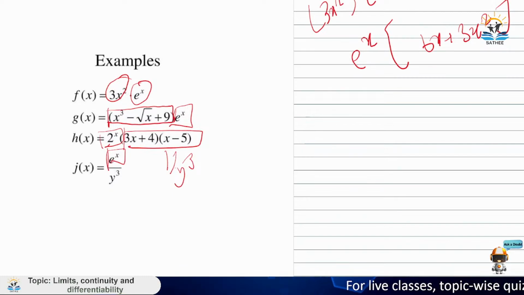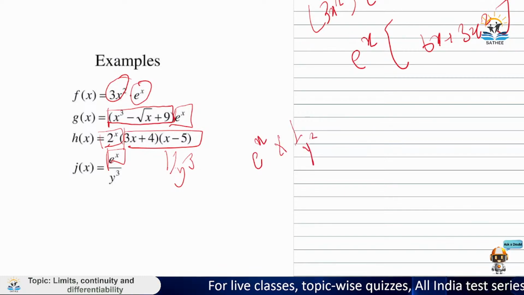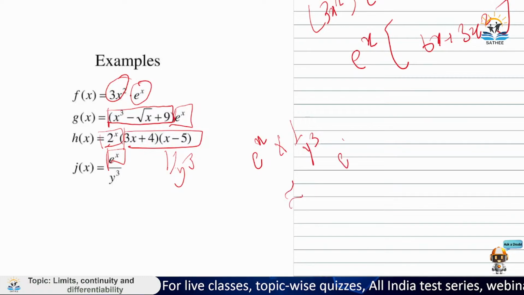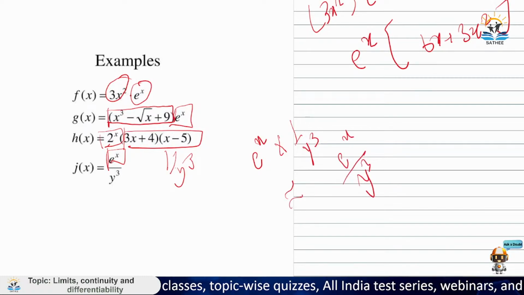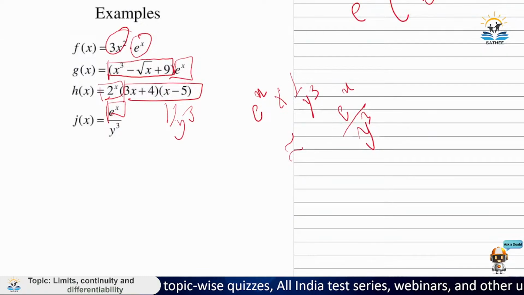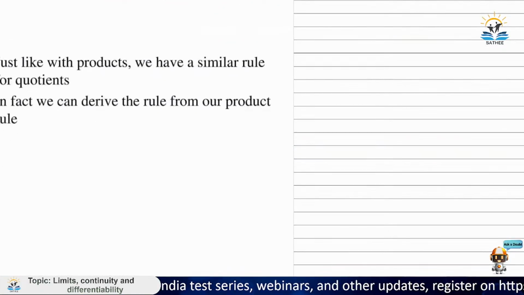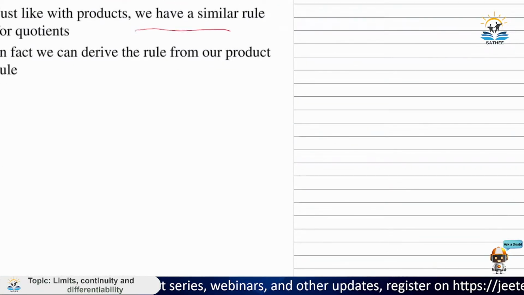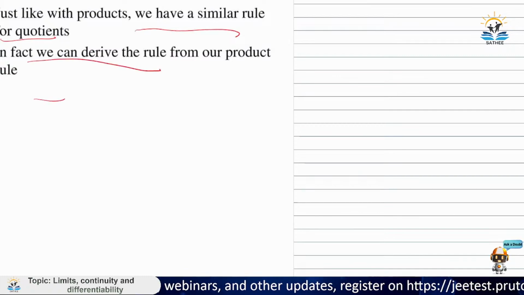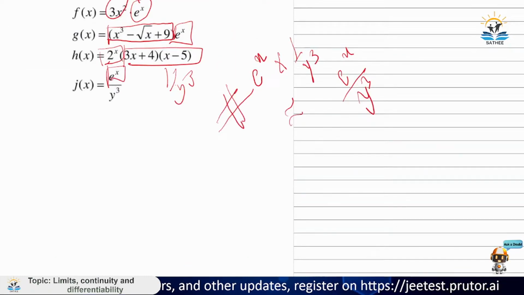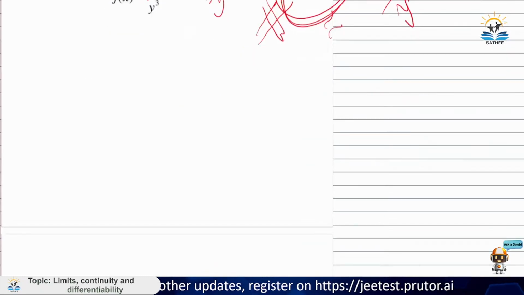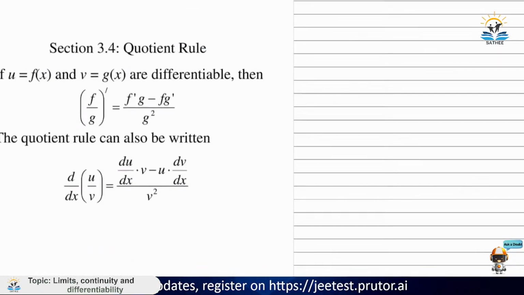But someone would say, sir, this is not multiplication, like e to the power x into 1 by y cube can also be interpreted as e to the power x divided by y cube. So there should be a division or quotient rule as well for differentiation. So yes, there is a quotient rule that we have in place, and it is a very similar rule. Since we know the product rule, we can derive the quotient rule from it as well. So let's see how the quotient rule derives from the product rule.